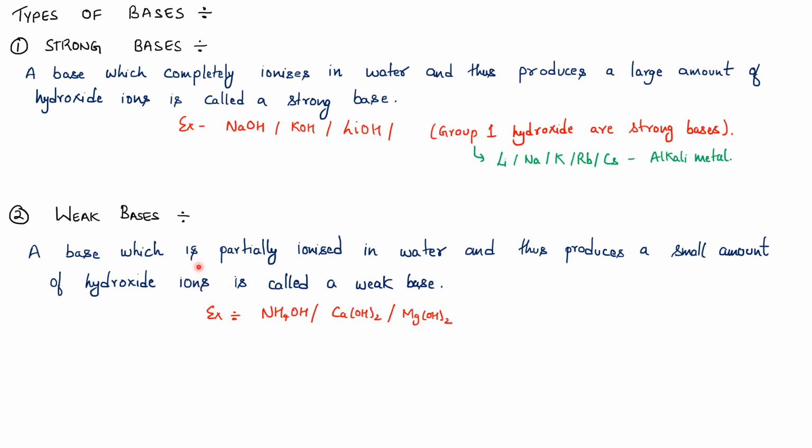And what is a weak base? A weak base is not completely ionized, it is partially ionized. And they will produce OH minus, but not as much as strong bases do. So what are the examples of weak bases? The examples of weak bases are ammonium hydroxide, calcium hydroxide, magnesium hydroxide. So on the basis of the degree of ionization, or the amount of production of hydroxide ion, we can classify a base as a strong base or a weak base.